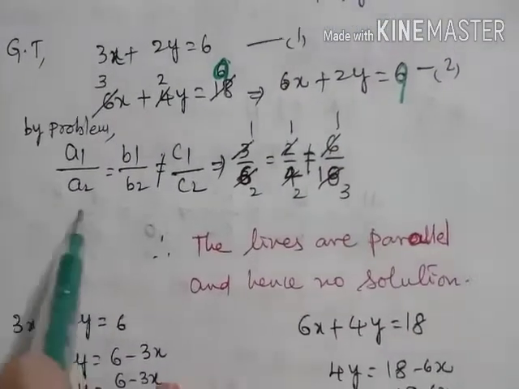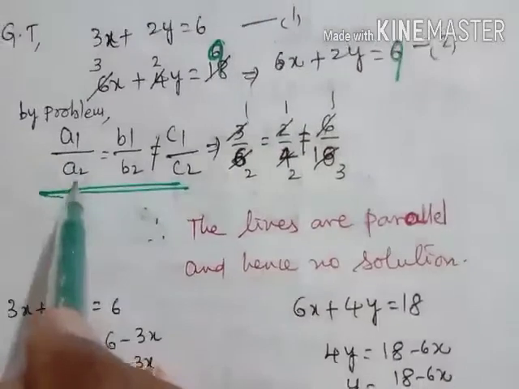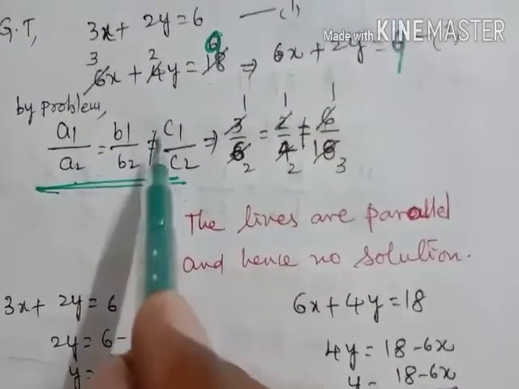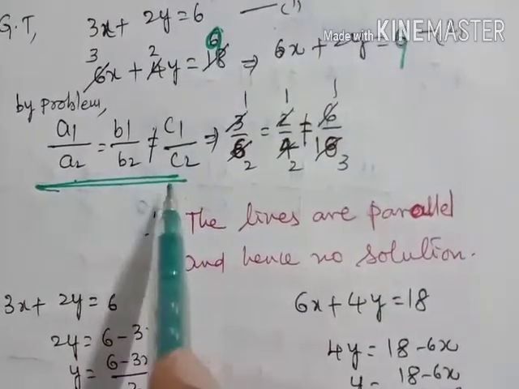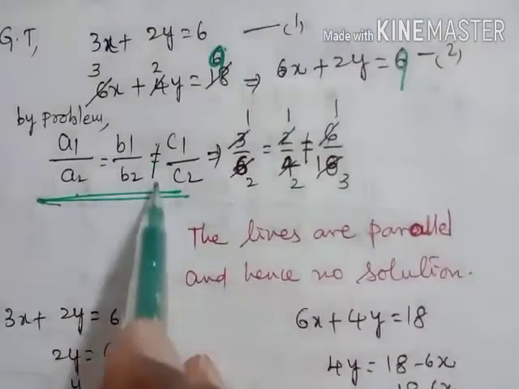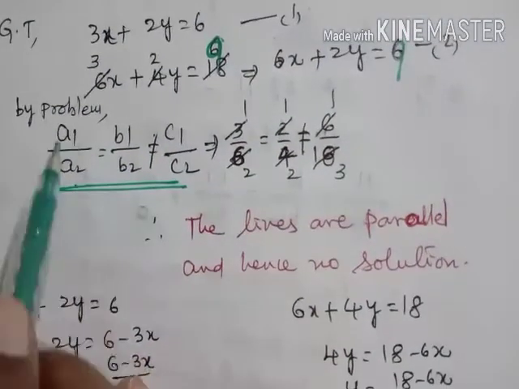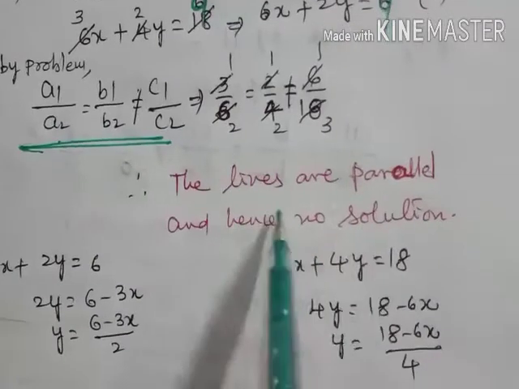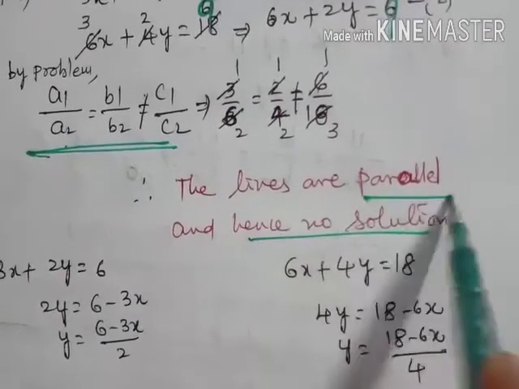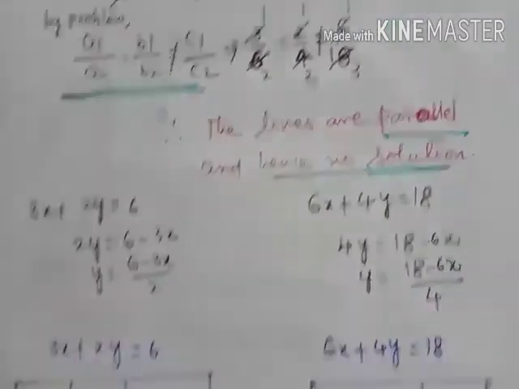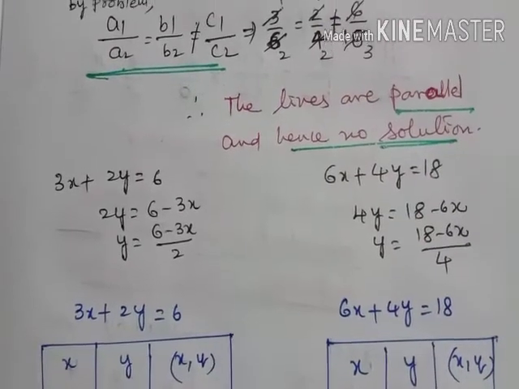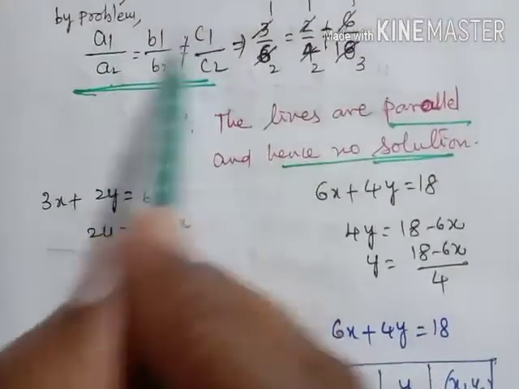So the basic condition is we need to verify a1 by a2 is equal to b1 by b2 and c1 by c2. So we are getting c1 by c2 is not equal to the rest of the ratios. So the lines are parallel, hence no solution. Lines are parallel, no solution when the equation is like this.